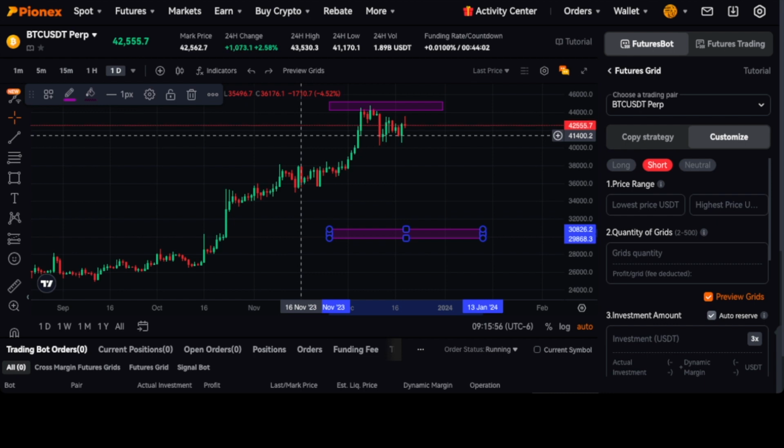Okay. With going short, you're doing the exact opposite. You're borrowing coins. So we'll say I think the price of Bitcoin will go down. I'm going to borrow, we'll say, 1 Bitcoin from you.